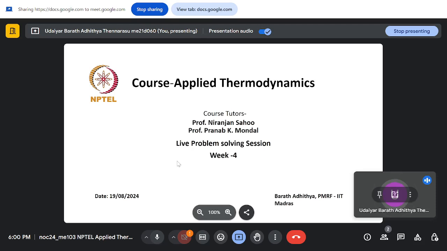This is week 4 of the applied thermodynamics problem solving session. In previous weeks we started with the vapor power cycle and we saw the Rankine cycle. In the second week we covered the idea of the Rankine cycle, the components used in it, how it's different from a Carnot cycle, and we compared both of their efficiencies and how the Rankine cycle is lacking.